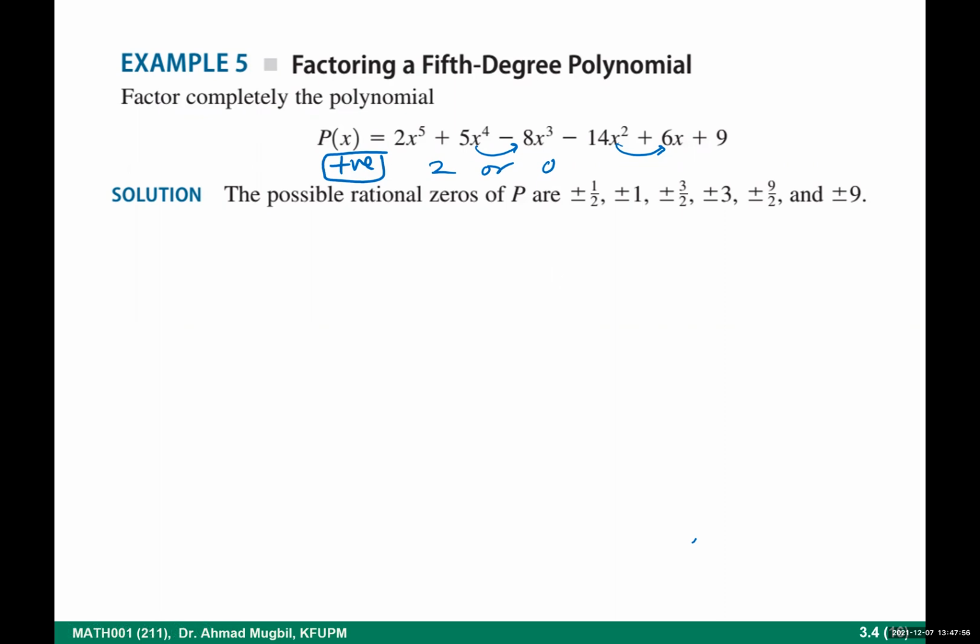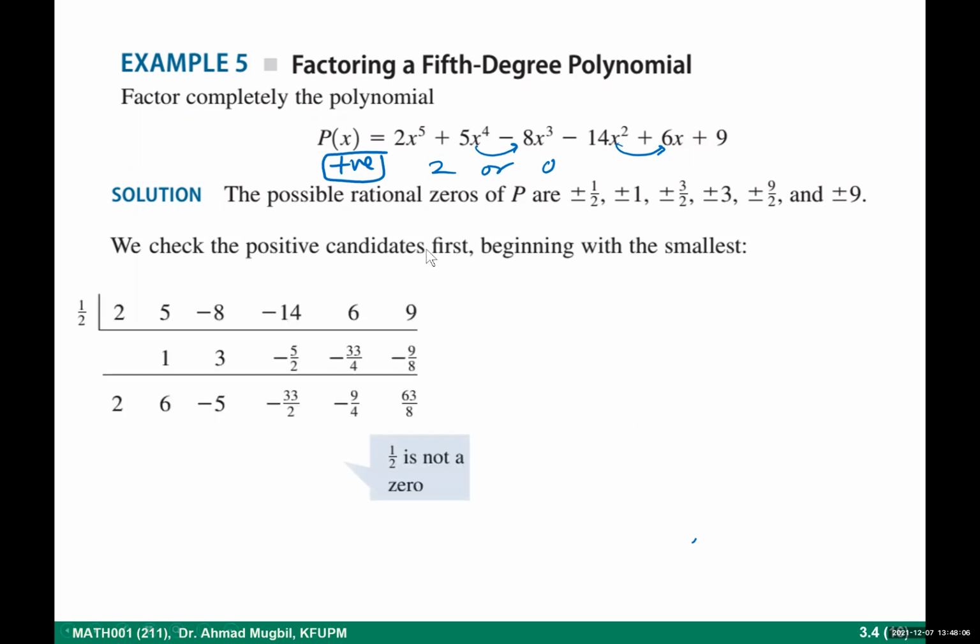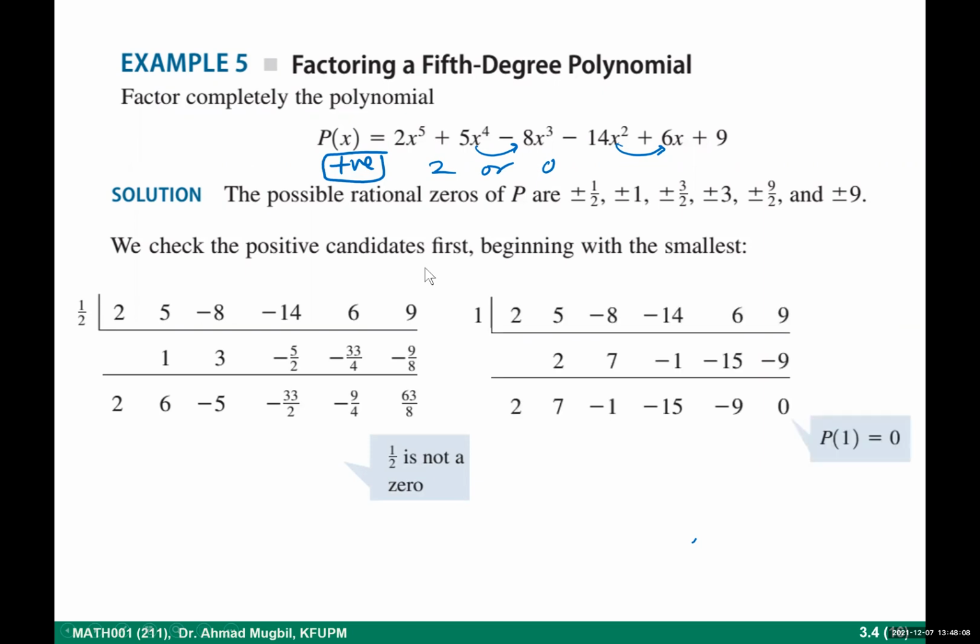Again, you can use 1, then negative 1, then 3, then negative 3, then go to the fractions. But let's do it this way. Of course, he started with a half. No need to start with a half. Let's start with 1. So if you start with 1 and you get the remainder 0, what does this tell you? This case is not possible now. Because we have 1, we should have another one.